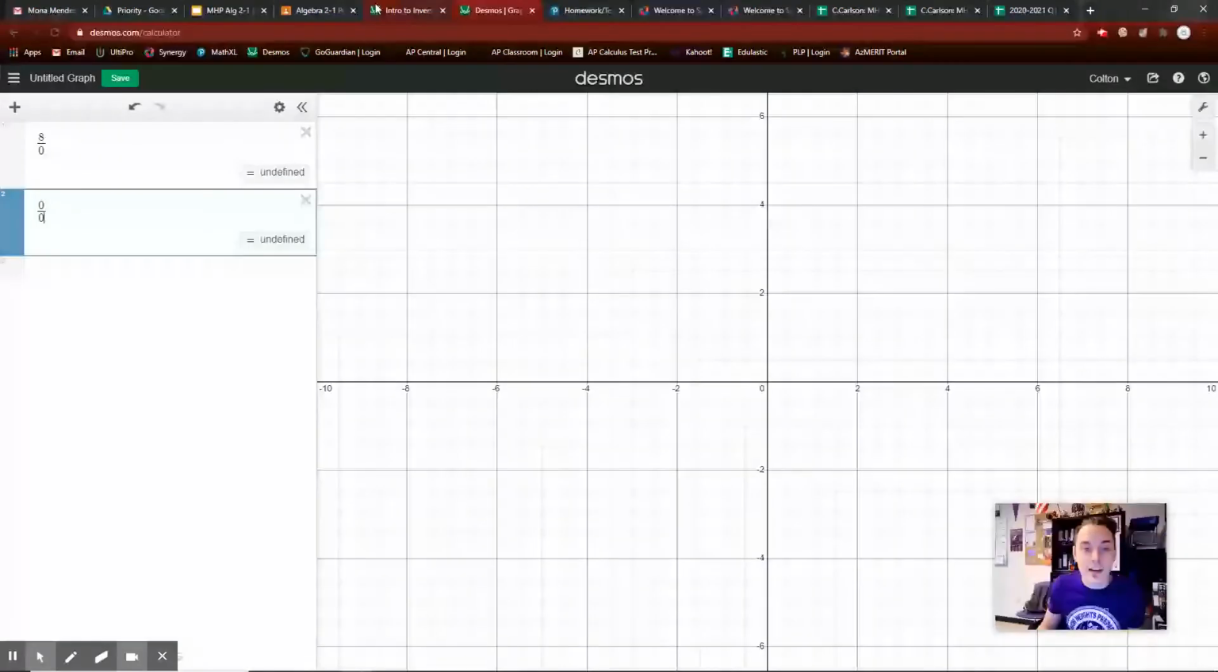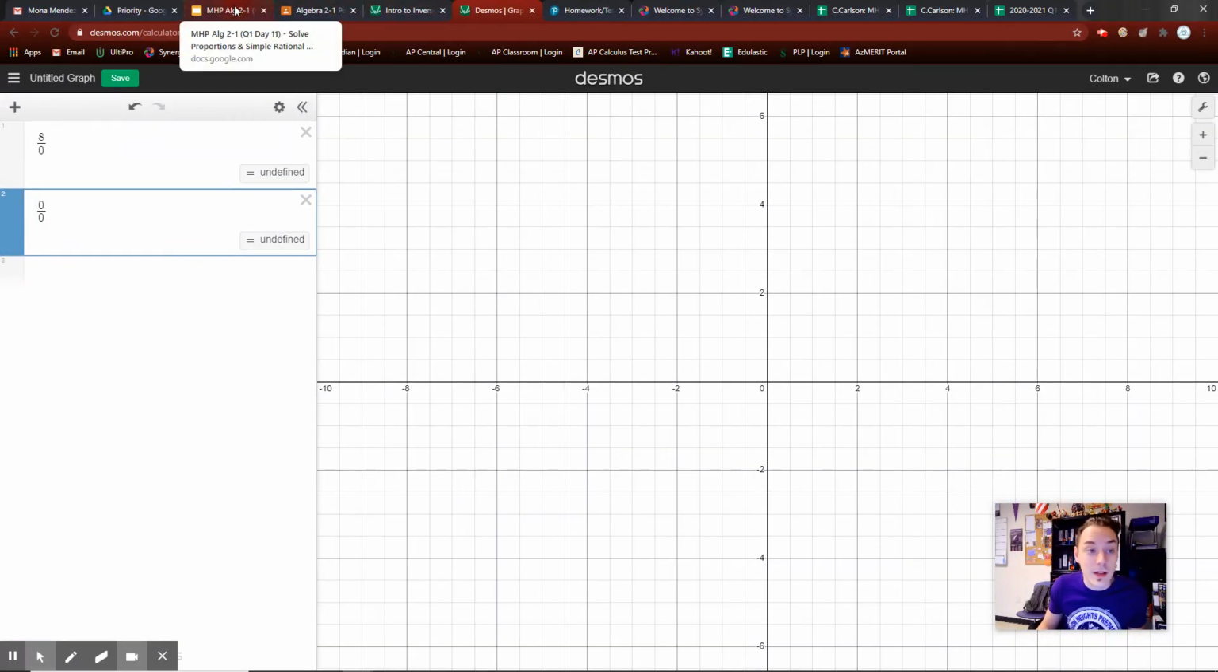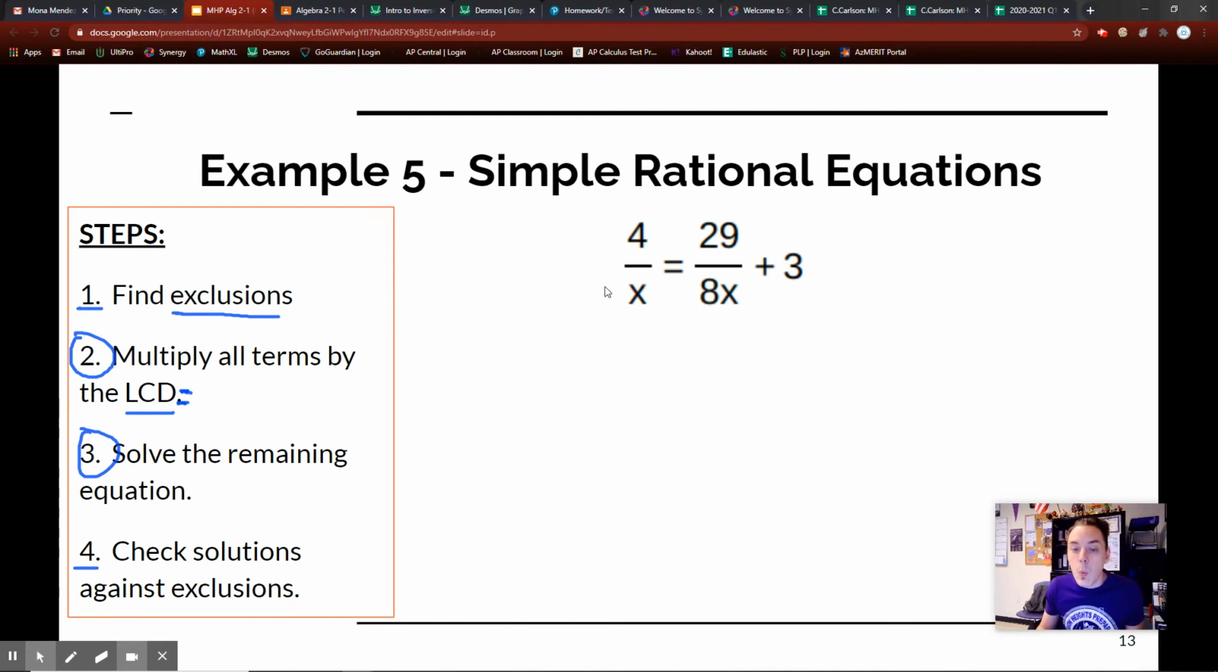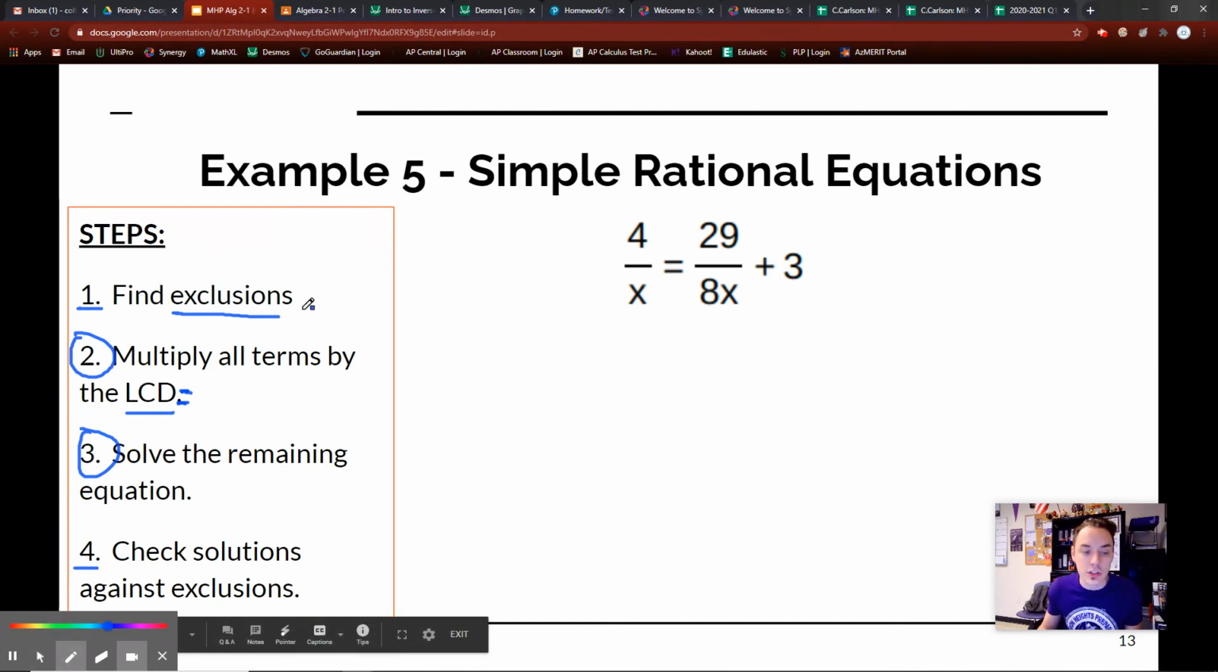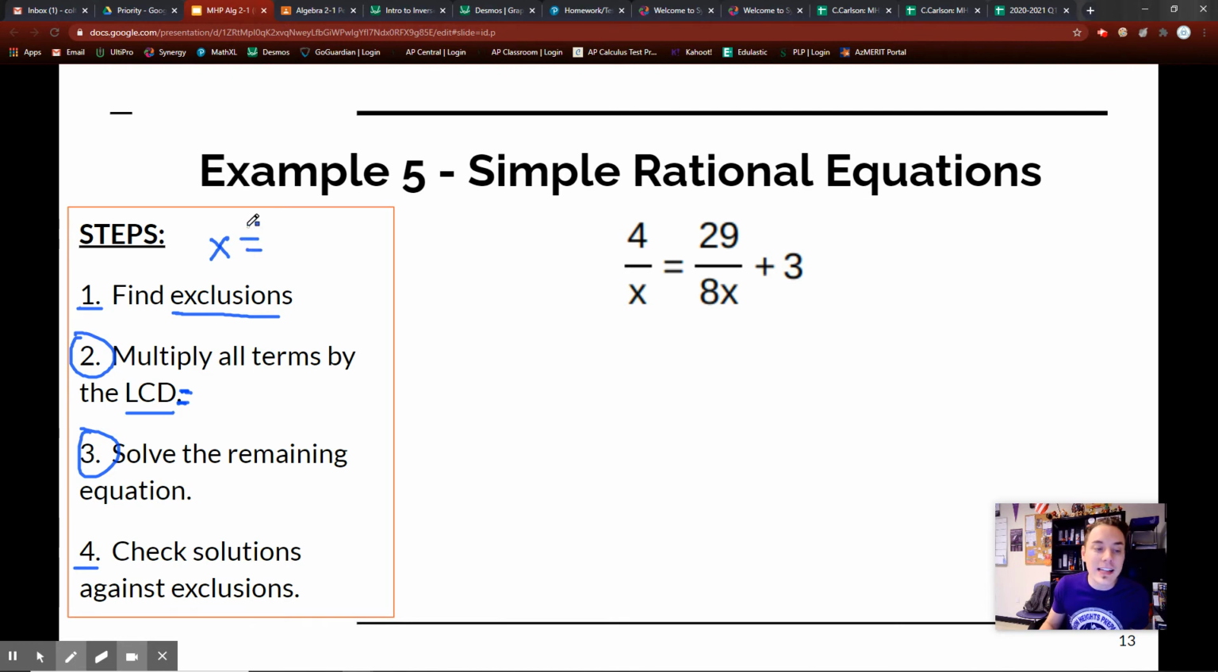So let's go back here, ladies and gentlemen, and decide, what can't my denominator be? What can't x equal? This is what the exclusion is. With the first thing, I'm going to say, what can't x equal? Well, first off, it can't equal 0. And because it can't equal 0, that is my exclusion.